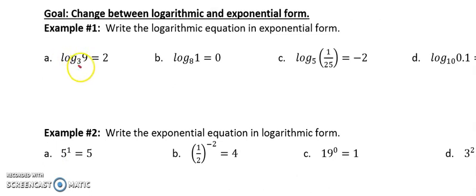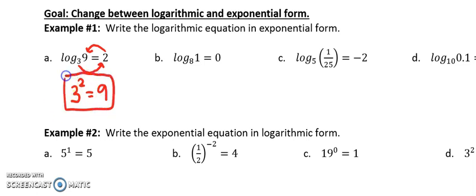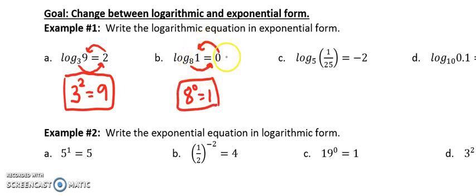So what I do is my little circle. 3 to the second equals 9. That's exponential form, and this is log form. Let's do it again here. 8 to the 0 equals 1. Just go in a little circle there. This is log form, this is exponential form.